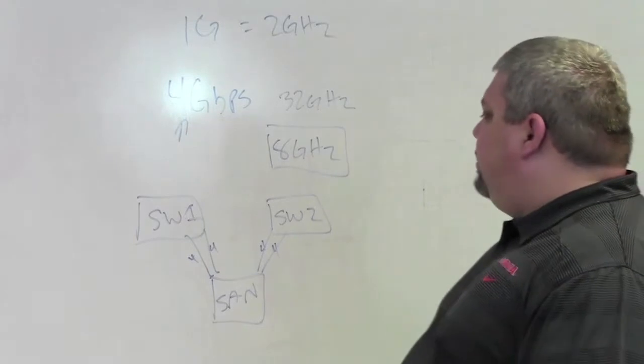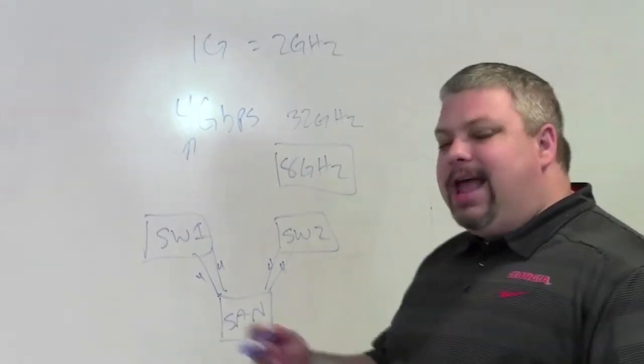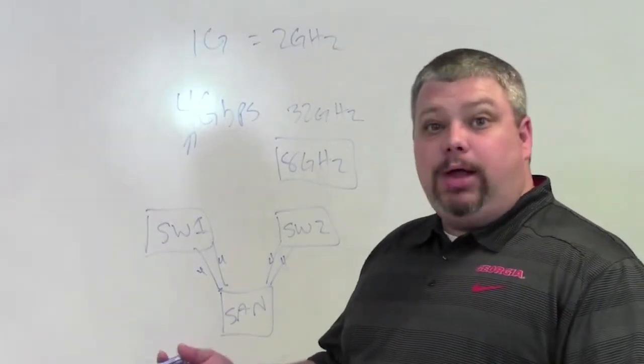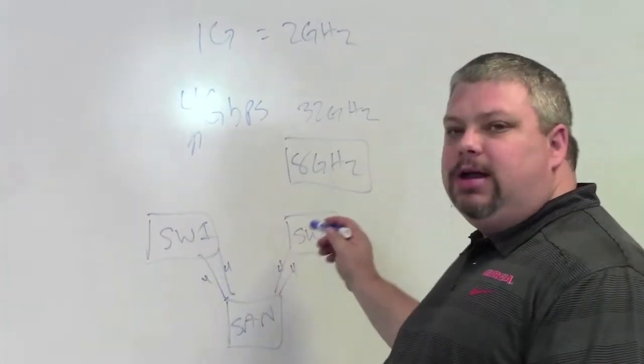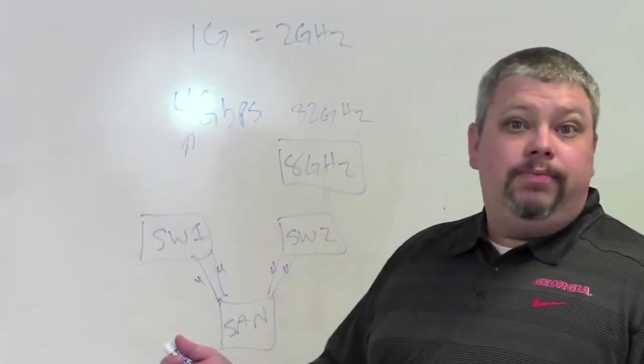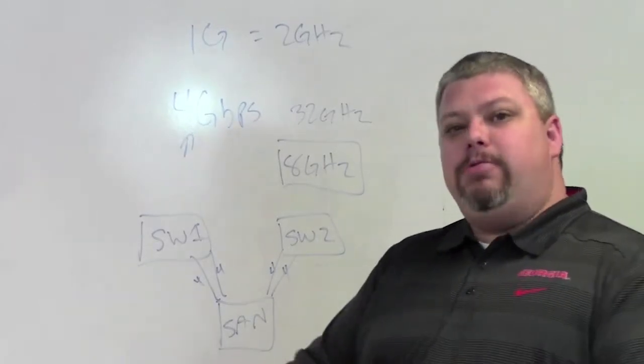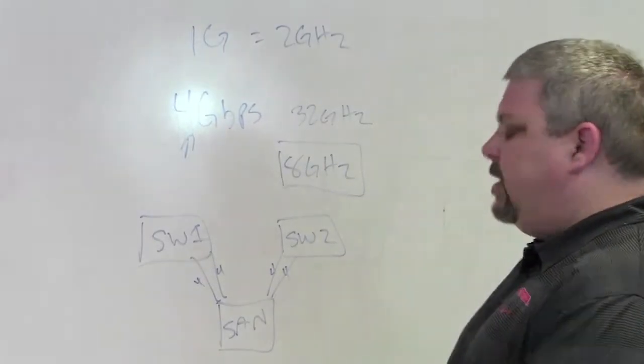So in that case, 8 gigs per second is not going to help you a whole lot. And in some ways, just adding more 4 gigabit per second equipment is actually going to help you more. It's going to give you more bang for your buck. So that's just something to think about.